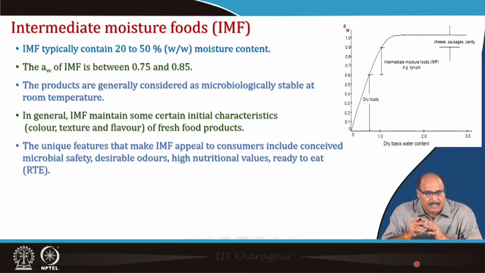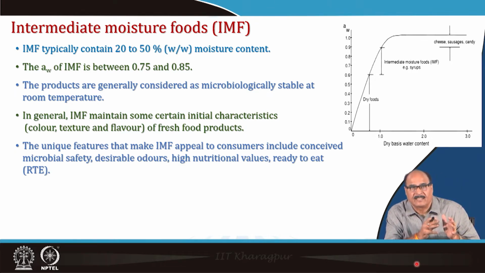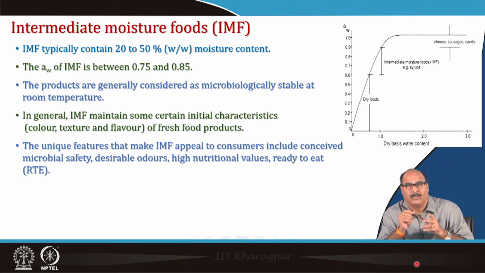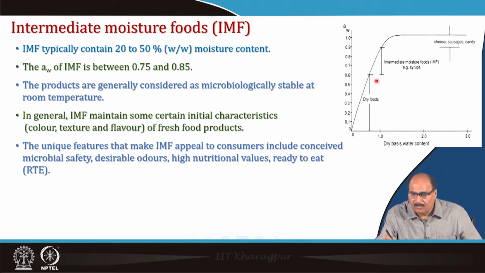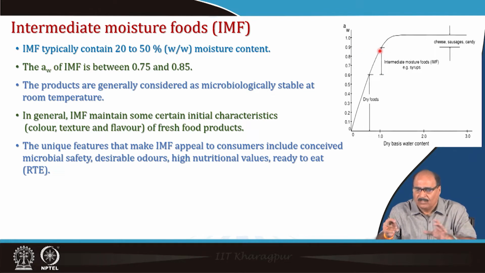In general, intermediate moisture foods maintain certain initial characteristics like color, texture and flavor of the fresh products. The unique features that make intermediate moisture food appealing to consumers include perceived microbial safety, desired colors, odors and nutritional value, and they are generally in ready to eat form. You can see here that the water activity may sometimes be 0.7 or 0.6 and above, up to even 0.85 generally. So, this is considered as the range of intermediate moisture content.